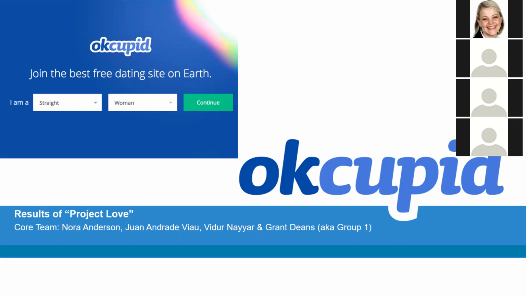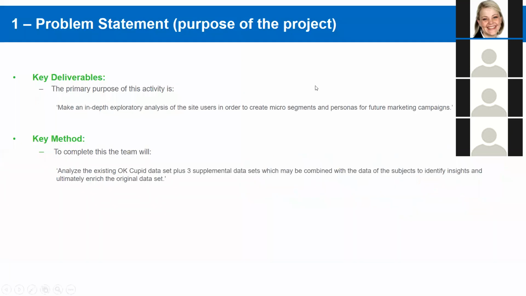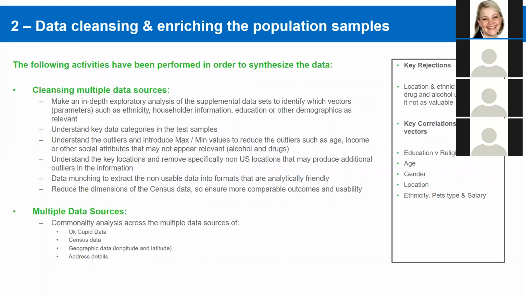If we think about the project itself and the key deliverables, fundamentally we're looking at the data sets that we have from the OK Cupid site and trying to derive some micro segments and also some personas that can be used in the future. To do this, we've relied on the OK Cupid data set, but we've also looked at 3 supplemental data sets to see where we can combine the data and enrich it to make it as useful as possible. I'd like to hand over to Nora, who will walk you through our next slide around some of the data cleansing activities.